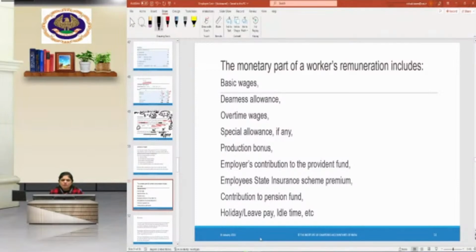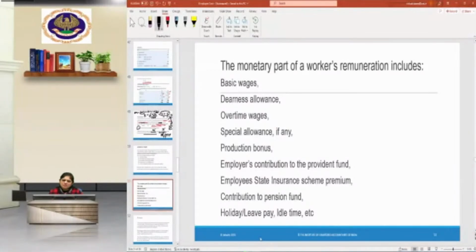Again, it's a monetary benefit. Overtime wages, again, are a monetary benefit. Special allowances: there are so many allowances which the worker gets. House rent allowance, conveyance allowance, transport allowance, hostel allowance, education allowance. So there are many allowances which are given to the workers or the employees. They are monetary only. Clear?